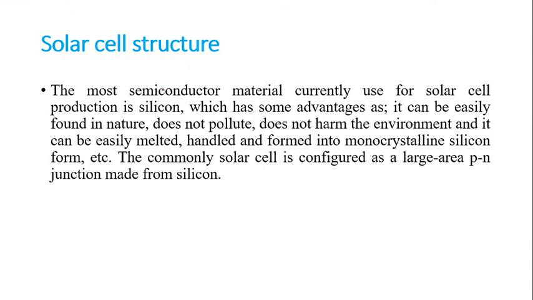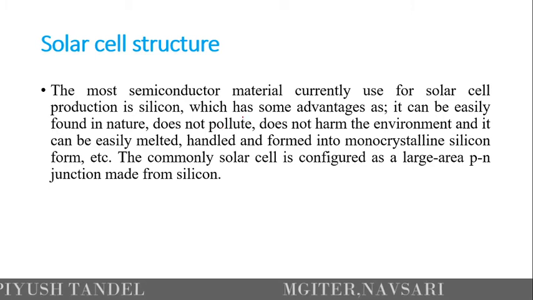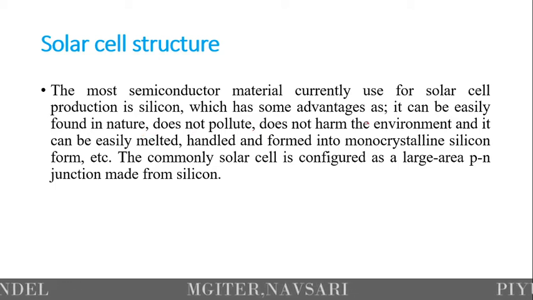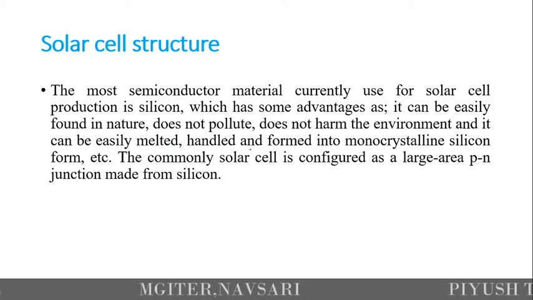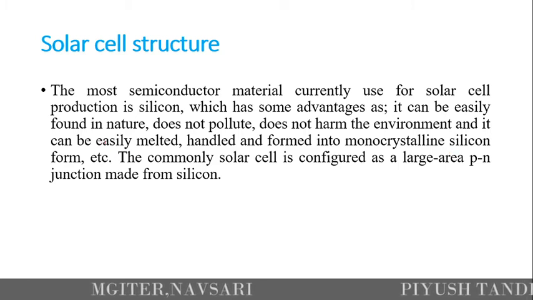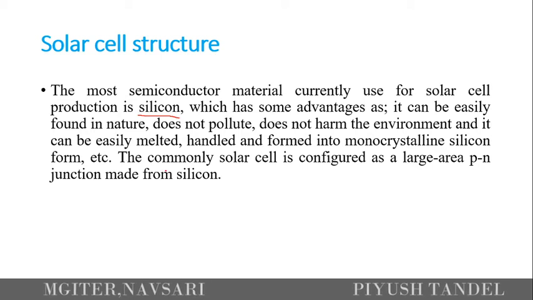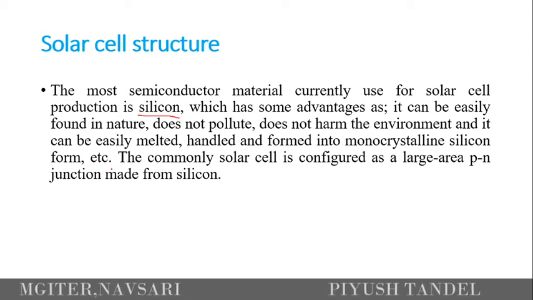The most important material currently used for solar cell production is silicon, which has some advantages. The first advantage is that it can be easily found in nature. It does not pollute or harm the environment, and it can be easily melted, handled, and formed into monocrystalline silicon forms, etc. So these are the different advantages of silicon, and that's why we use silicon as the semiconductor material.